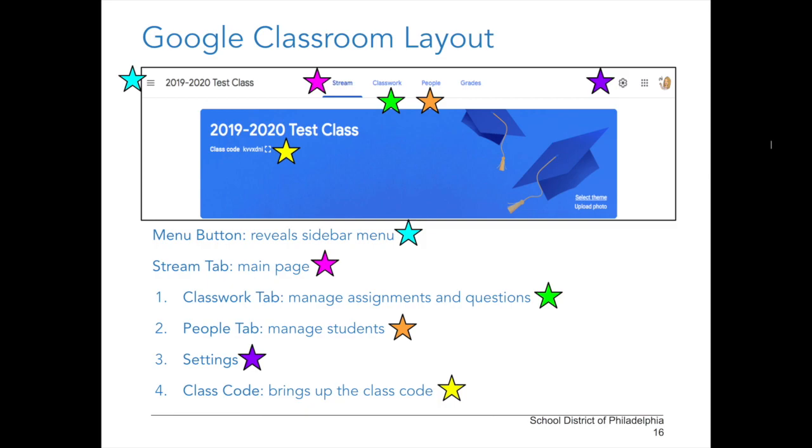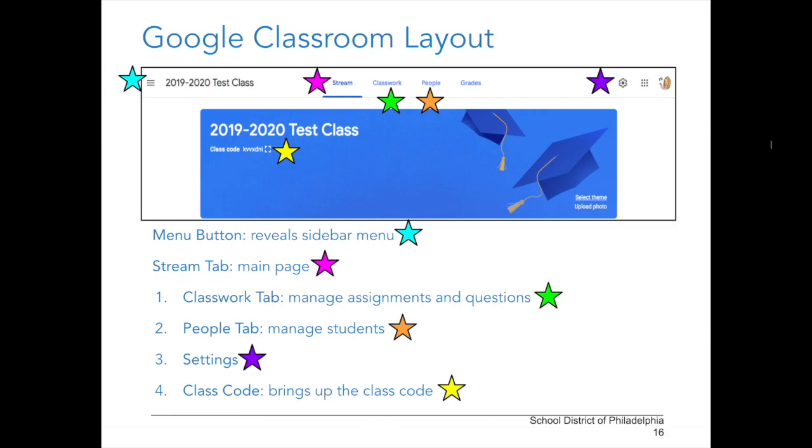Now let's take a look at the layout once you enter a specific class in Google Classroom. The menu button reveals the sidebar menu, just like we had on the home page. This is an easy way to navigate to your other classes. The Stream tab is the landing page for each of your classes. The Classwork tab is where you manage assignments. The People tab is where you will manage your students. The Grades tab is where you can view and manage student grades. Your settings allow you to set some options for your classes. We will take a look at this in just a few slides.